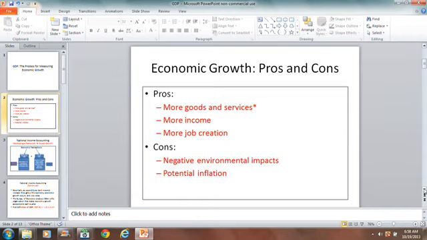And there are also some negative implications as well. For example, when more goods and services are produced, it increases the possibility of more pollution, which can have negative environmental impacts. And of course, if the economy grows too fast, that causes inflationary concerns, which can undermine the good things associated with growth.